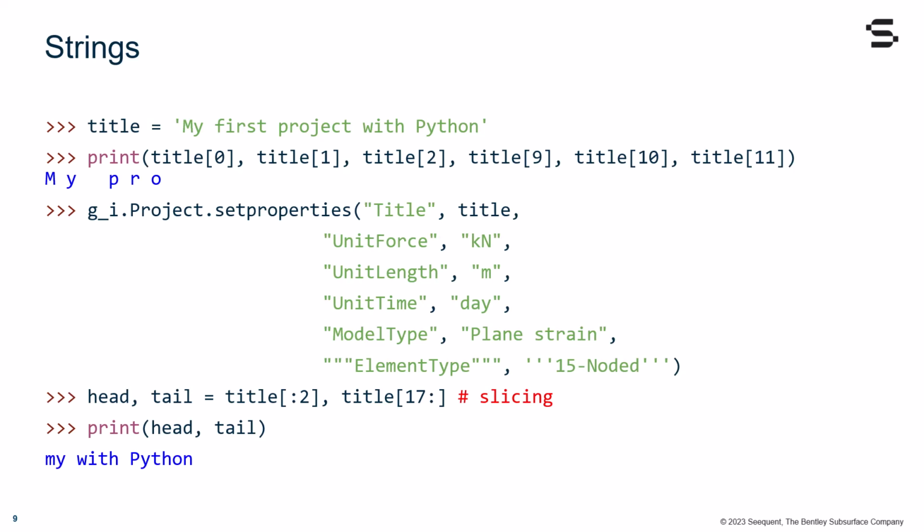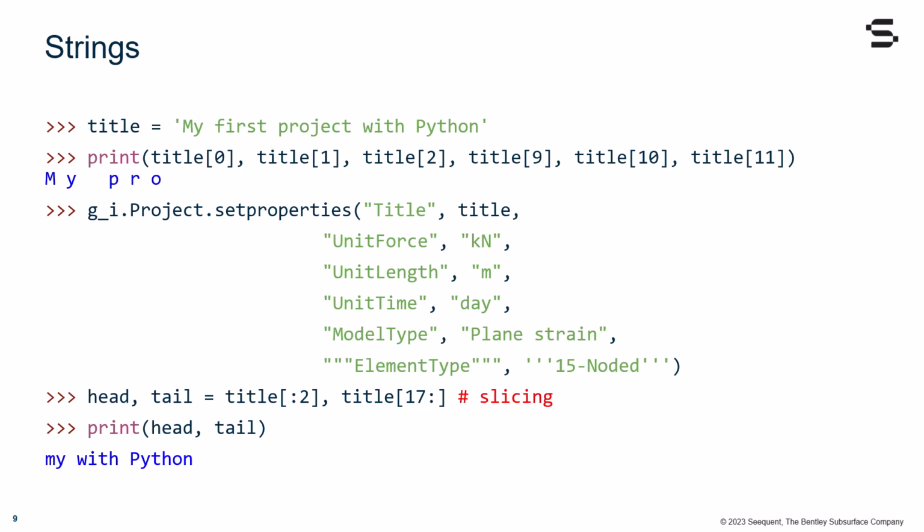So for instance, the following print statement would take the whole string each time and return the item that corresponds to that index. That is why title[0] returns the first item, letter M, and why title[1] returns the second item, letter Y, and so on. Remember that zero-based counting is used in programming. Strings are encountered very often in PLAXIS, and the first time you will see it is when defining the project properties as shown in this slide.